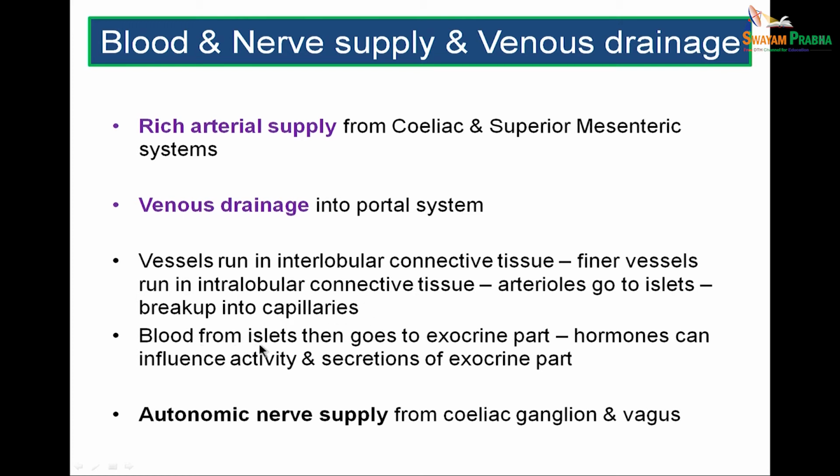The blood from the islets then passes into the exocrine part. So, the hormones which are poured into these capillaries can now influence the exocrine part. Autonomic nerve supply comes from the celiac ganglion and the vagus, and the autonomic nerves influence pancreatic secretion.